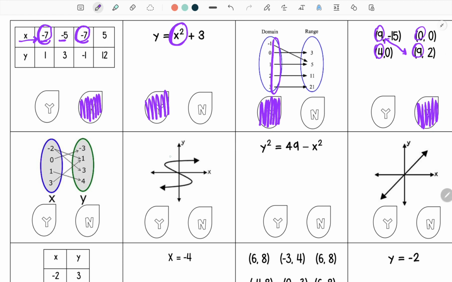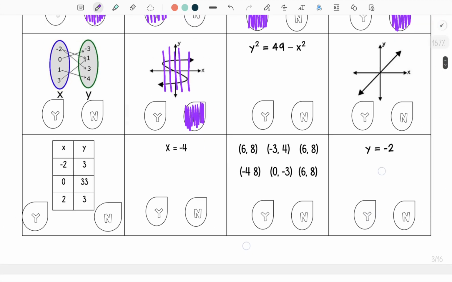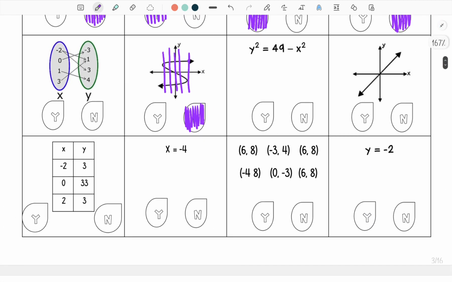If I draw a vertical line through any part of this graph, you can see that I hit it more than once. Now, if I was to draw the vertical line here, I would only hit it one time, but I have to keep checking. When I draw my vertical line anywhere else, I cross it like 1, 2, 3 times. So that would be a no. Okay, I'm going to have you guys do the rest of these, then pause it and finish it, and then you can come back and check your work.